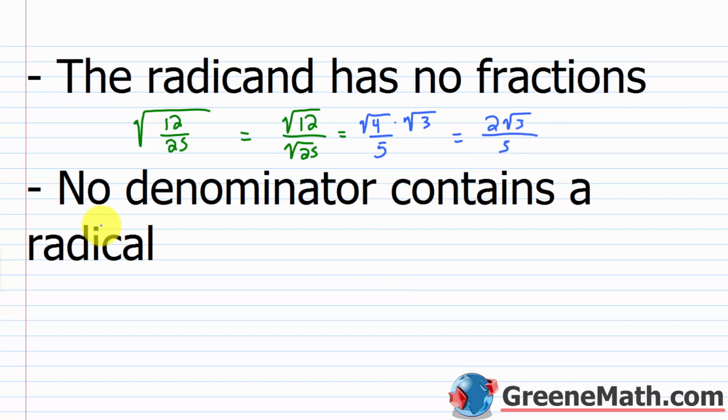Then this next one is the subject of today's lesson. We have no denominator contains a radical. So if I had something like 4 over the square root of 2, we don't want a radical in the denominator. That's considered not simplified. The process we use to clear a denominator of any radicals is known as rationalizing the denominator. Okay, and we'll talk about that just in a second.